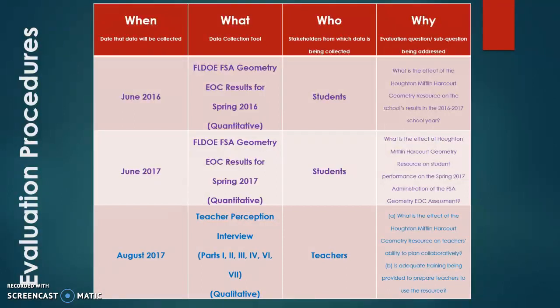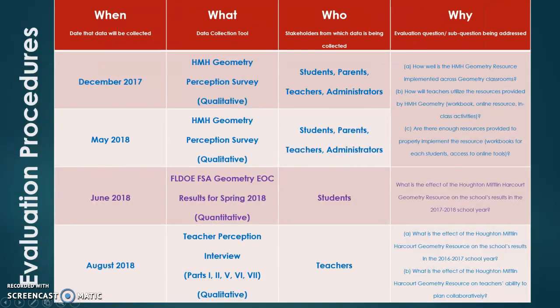Next, in August of 2017, after 1 year of implementation, a teacher perception interview will occur. Next, in December 2017, a perception survey will be administered to students, parents, teachers, and administrators, followed by another perception survey in May of 2018. This is to see if perceptions have changed between mid-year and end of year.